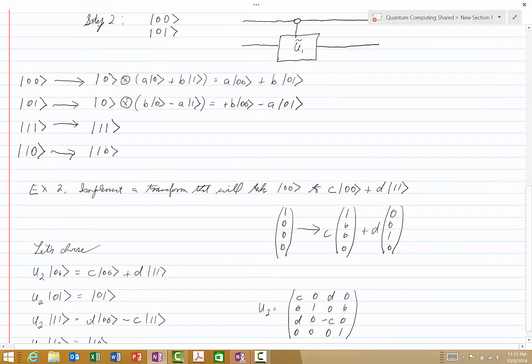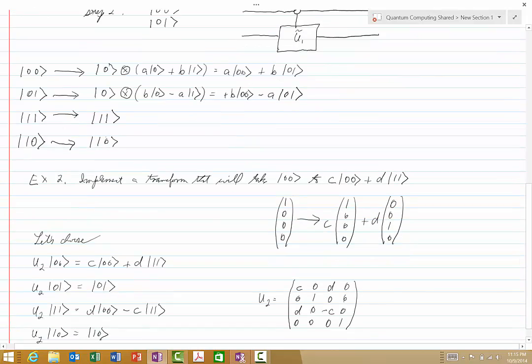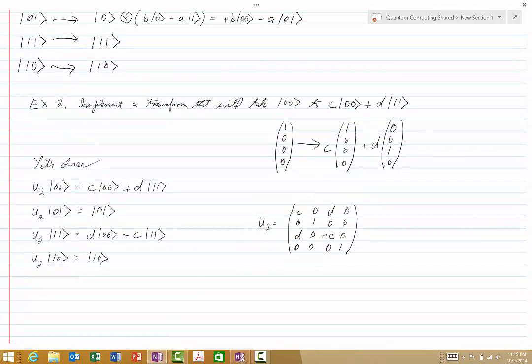And just as we had a stipulation for the problem above, so we have one here as well. This will be a two-level unitary transformation as long as the magnitude of C squared plus the magnitude of D squared is equal to 1.